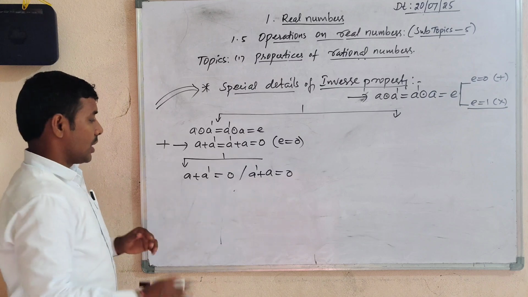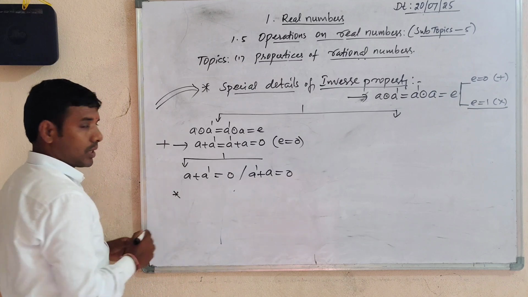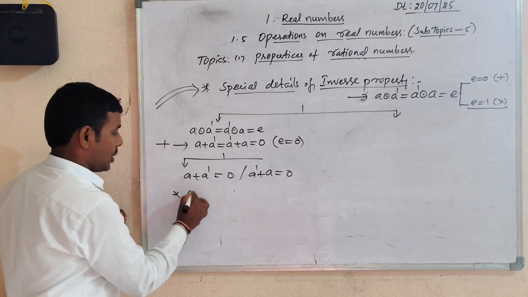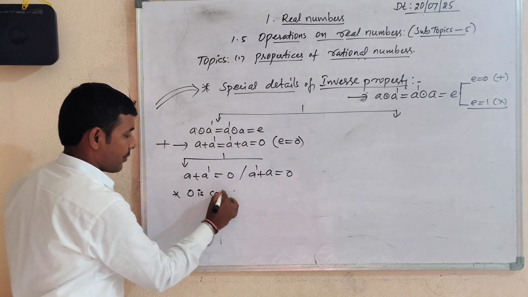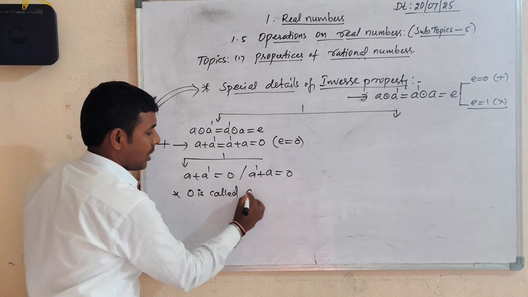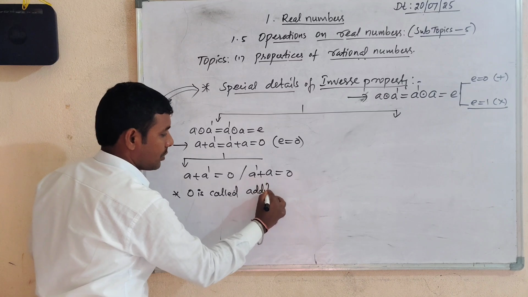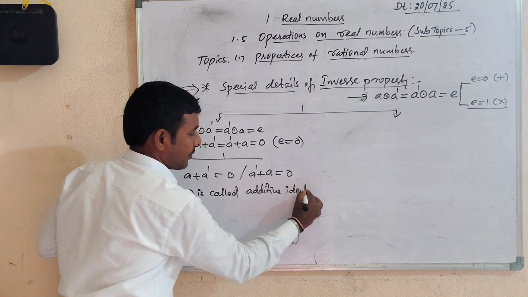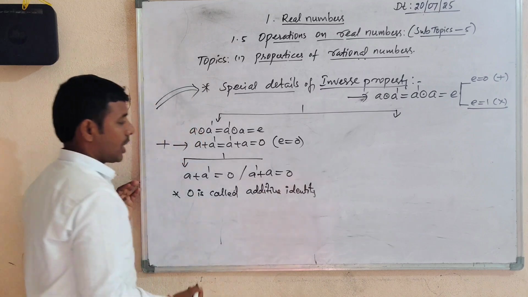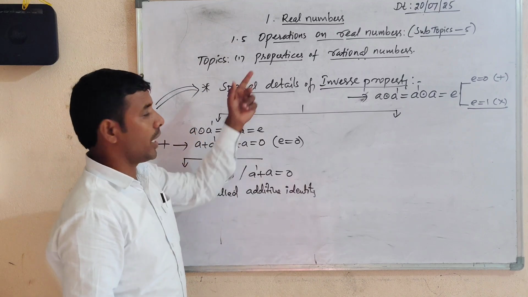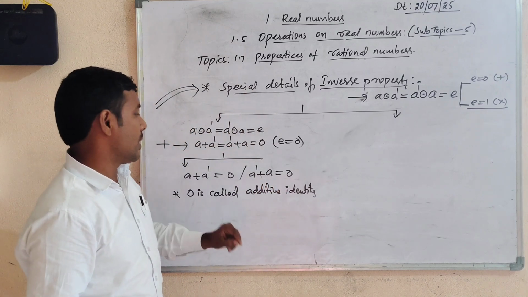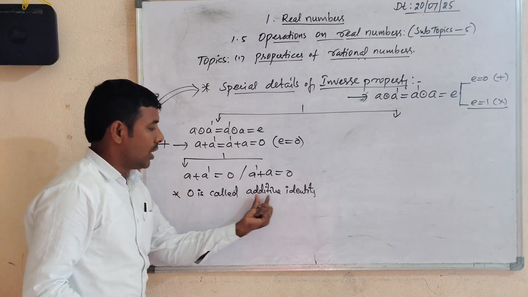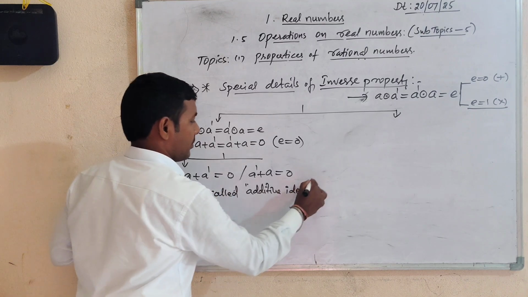However, suppose I want to ask one thing. Here E is equal to 0. 0 is called additive identity. Actually, we wanted to discuss this point in identity property. We forgot that, that's why I am announcing it here. 0 is called additive identity.